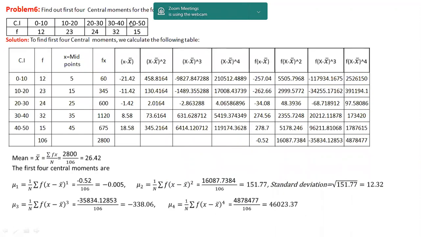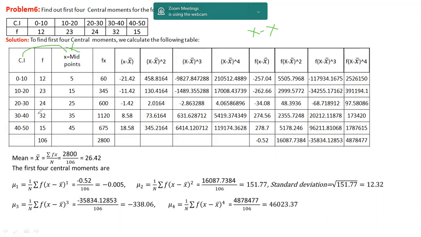So here we are calculating first the central moments. Just remember one thing, central moments are nothing but moments where deviations are taken from the mean value. Here the x values, class intervals, are given as 0 to 10, 10 to 20, 20 to 30, 30 to 40, 40 to 50. Respective frequencies are provided. The class interval mid values we are taking as the x column, and we have to find the deviations from the mean of that x.